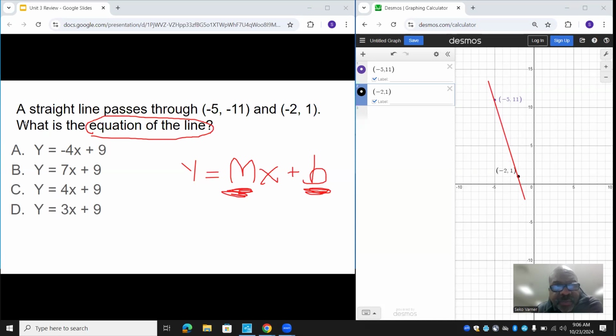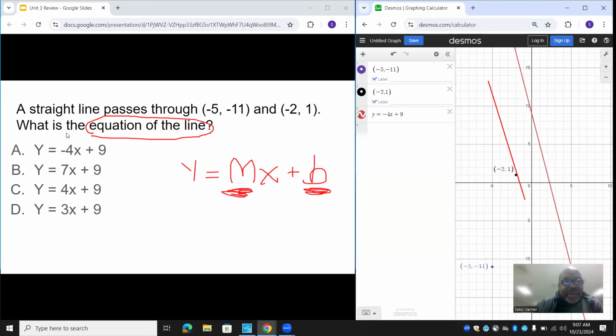So let's be sure. Let's type in each one of them and see which one it is. y equals -4x plus 9. Oh, that's not it. That's not it. Oh, I see. I made a mistake here. That should be -11. So this line here is incorrect.